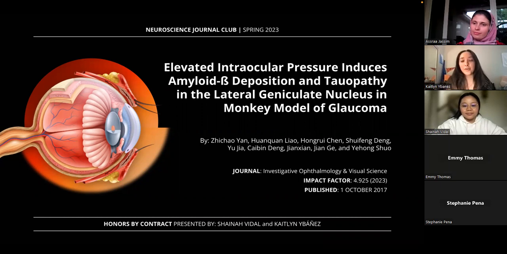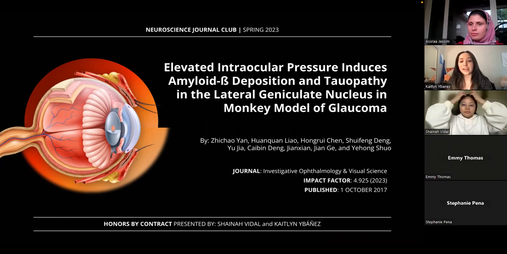The title of our journal article today is Elevated Intraocular Pressure Induces Amyloid-β Deposition and Tauopathy in the Lateral Geniculate Nucleus in Monkey Model of Glaucoma. This was written by Yan et al. and published in the journal Investigative Ophthalmology and Visual Science, with an impact factor of 4.925.